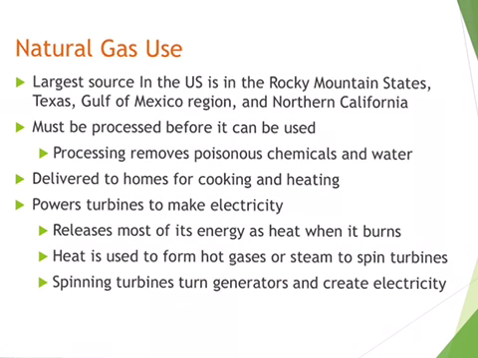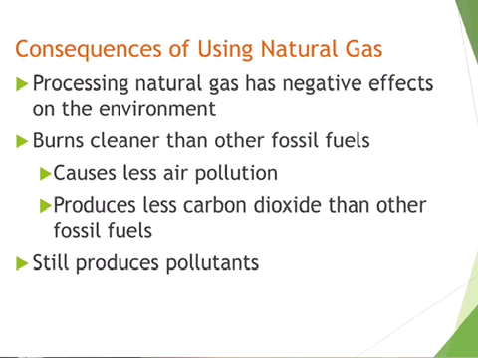So in order to use it, it powers the turbines to make electricity, releases most of its energy as heat when burned. Remember, this process I told you was going to be used many, many times. The heat is used to form hot gases or steam to spin turbines, and the spinning turbines generates or creates electricity. So using natural gas, it has negative effects on the environment to process it.